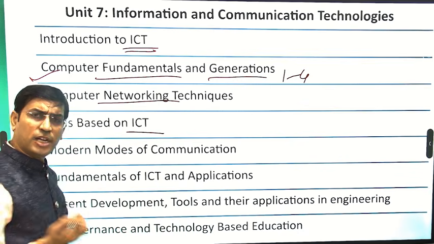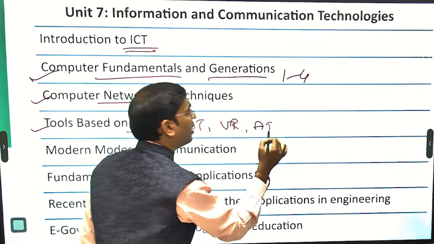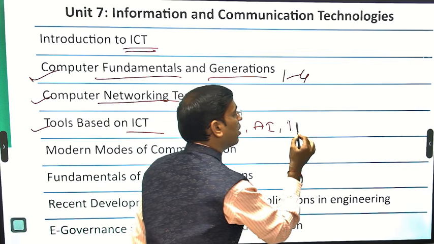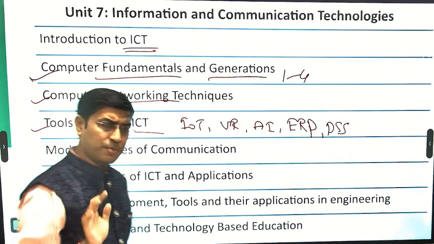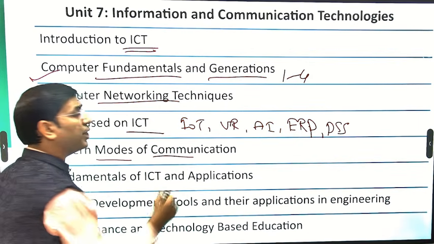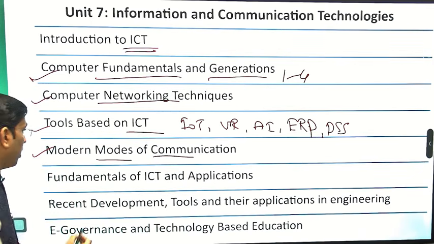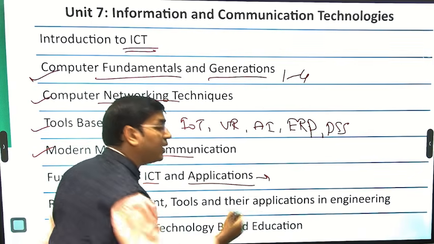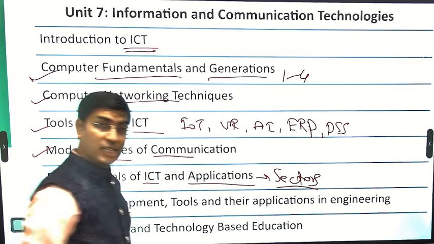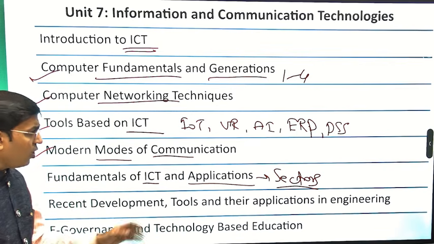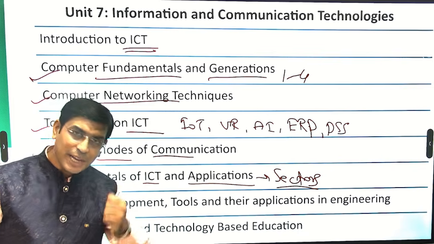Then tools which are generally used for ICT, it could be Internet of Things, virtual reality, artificial intelligence, even enterprise resource planning, decision support system, all the things are present over there. Modern modes of communication, where we are using virtual reality as a tool point of view. Fundamentals of ICT and its application for different types of sector. That is again one of the key. Recent developments and what are the different types of tools that we are using for the application point of view.